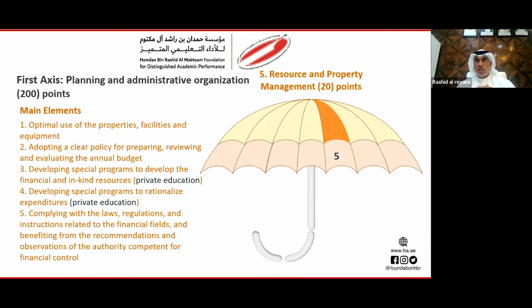We have resource and property management, and so the elements: optimal use of the property, facility, and equipment; adopting a clear policy for preparing, reviewing, and evaluating the annual budget; developing a special program to develop the financial and in-kind resources; developing a special program to rationalize expenditure; complying with the law, regulation, and structure related to the financial fee; and benefiting from the recommendations and observations of the authority components of the financial control.